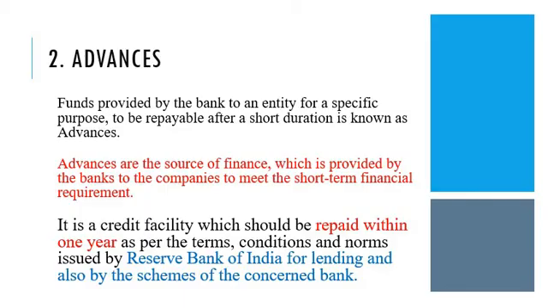Moving on to the next slide. The second category is advances. Advances: funds provided by the bank to an entity for a specific purpose, to be repayable after a short duration, are known as advances. Here the banking sector alone will provide advance facilities to their customers for a specific purpose. Specific purpose means it is to meet their short-term financial requirements. For that purpose, the banking sectors will provide advance facilities.